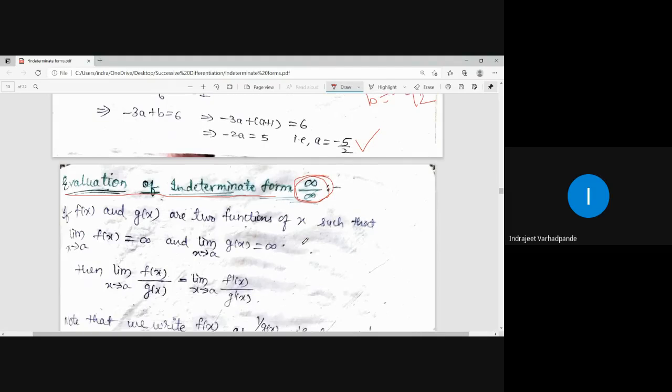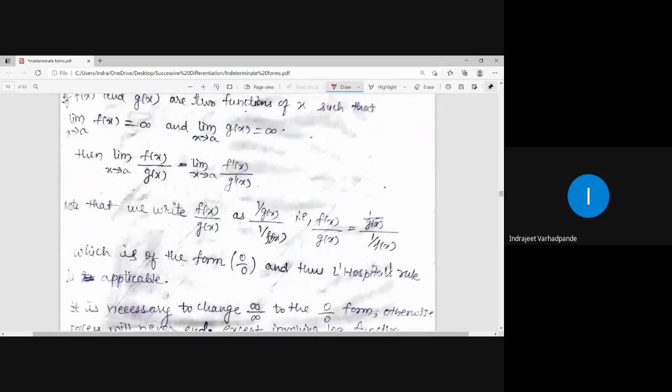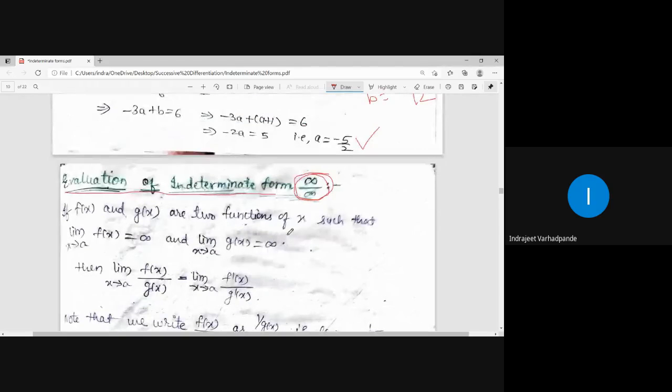Clear? So don't write the justification or explanation, just listen to what I am saying, because we are interested in solving the examples, right? So evaluation of indeterminate form, infinity by infinity. Now how will you get this form infinity by infinity? When the numerator tends to infinity and the denominator also tends to infinity.